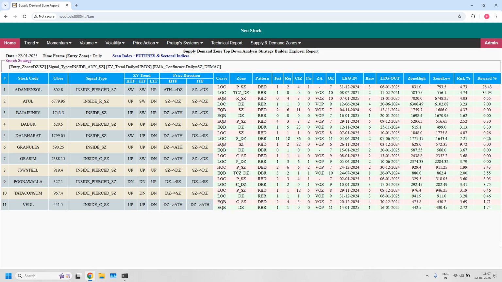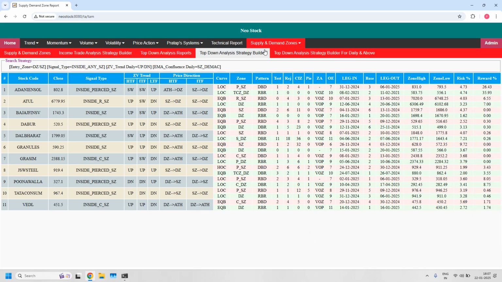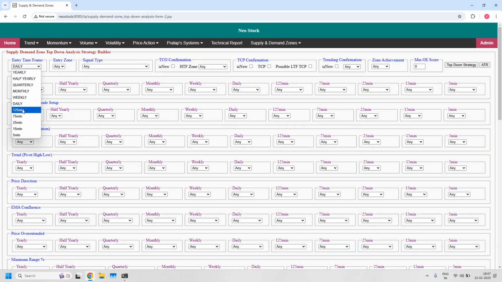These 11 daily supply zones are having daily EMA Confluence, and some of these daily supply zones are pierced. For those zones, you can use the pierced zone strategies learned in lesson 28. So this is about stocks related to the daily time frame. Next time frame is 125 minutes.